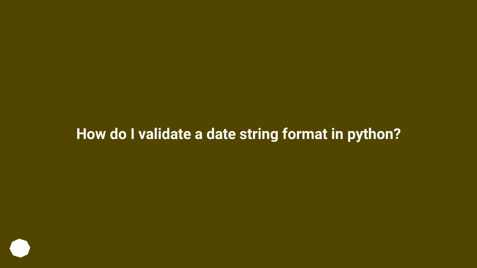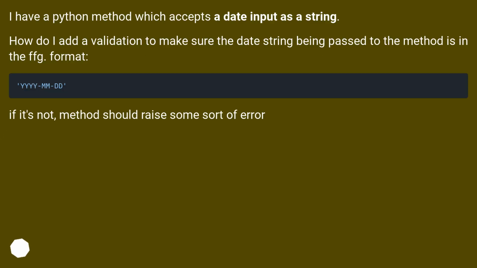How do I validate a date string format in Python? I have a Python method which accepts a date input as a string. How do I add a validation to make sure the date string being passed to the method is in the YYYY-MM-DD format? If it's not, the method should raise some sort of error.